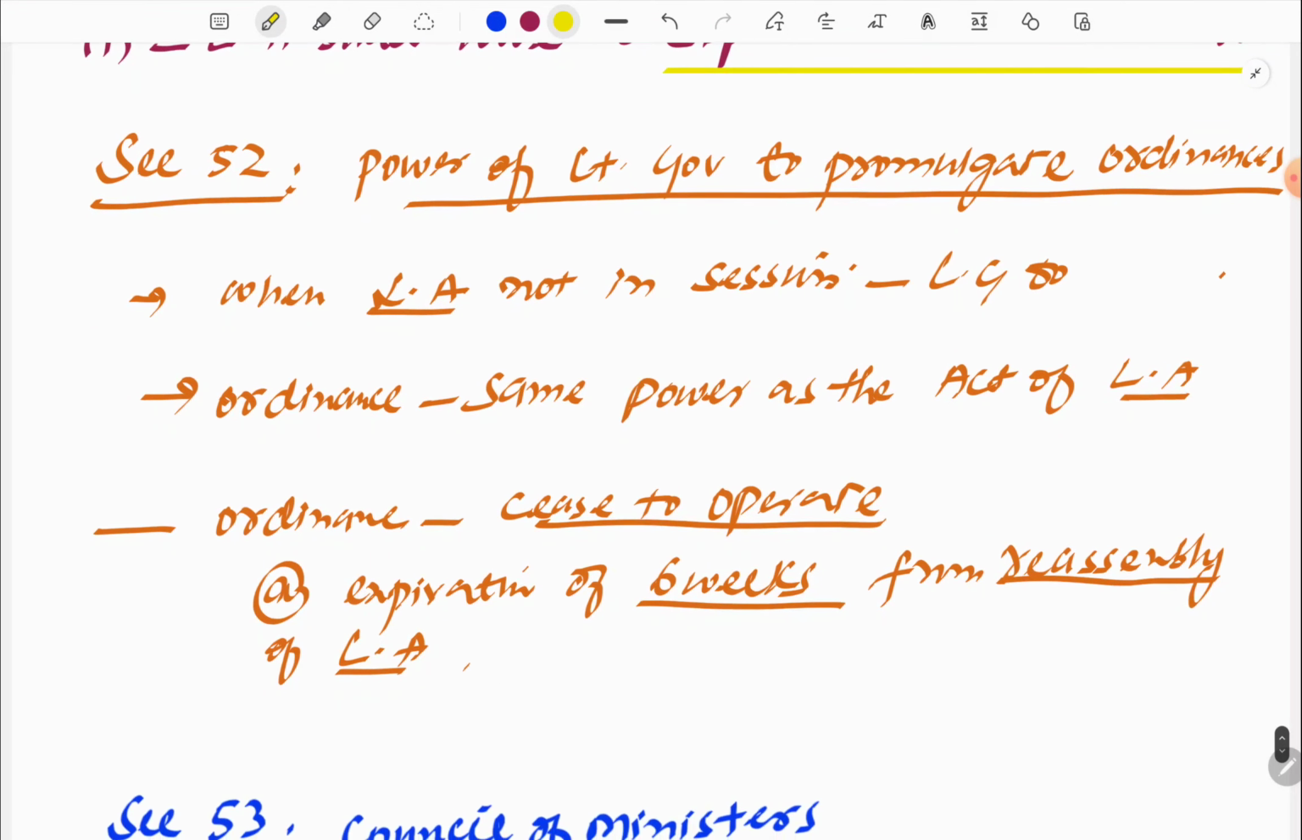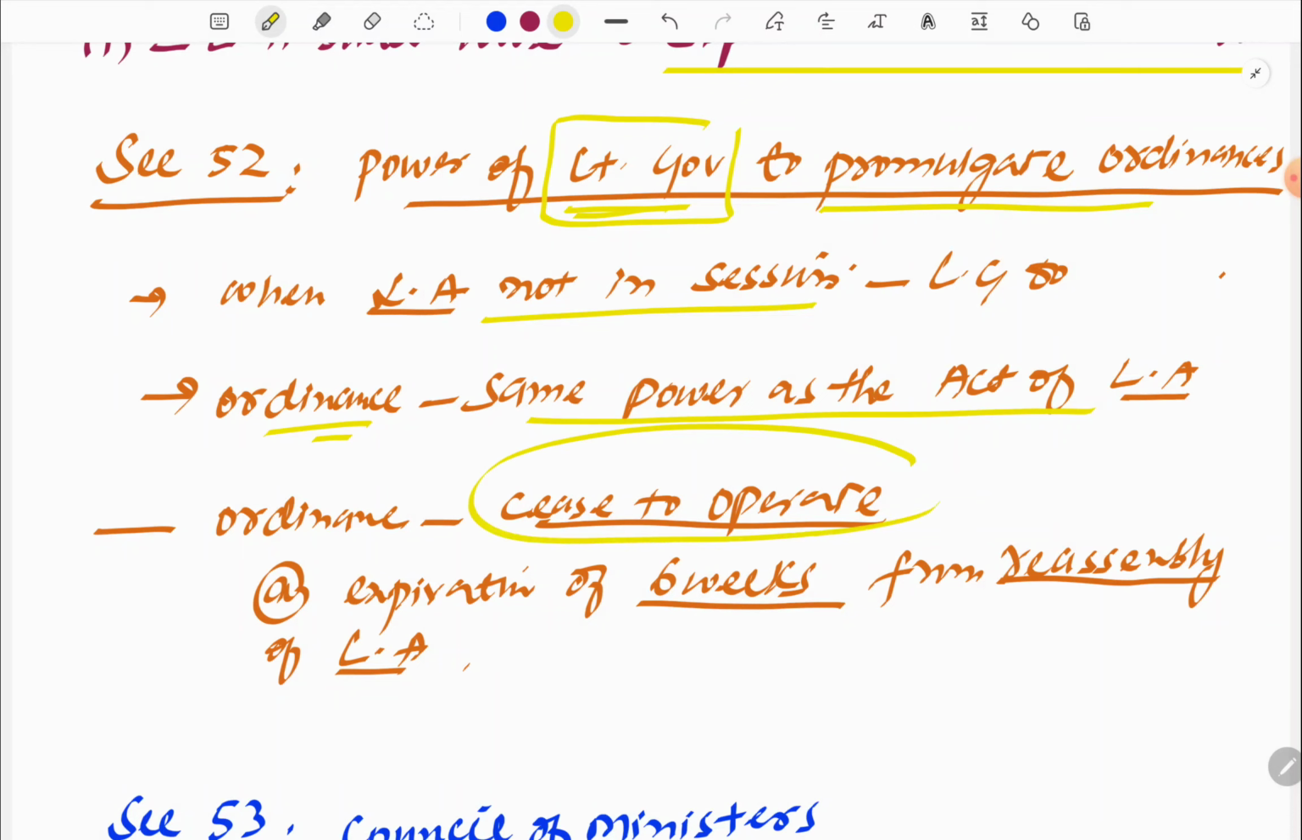Section 52, power of lieutenant governor to promulgate ordinances. First I'll explain what an ordinance is. Whenever a legislative assembly is not in session, the power to make law is in the hands of the lieutenant governor. Just remember, when the legislative assembly is not in session. An ordinance has the same power as an act of legislative assembly.